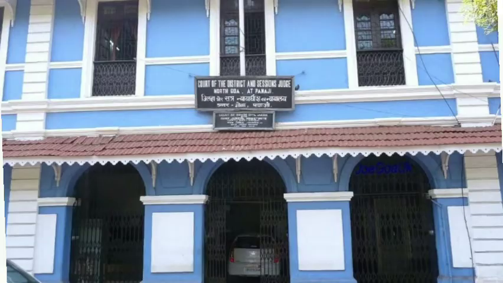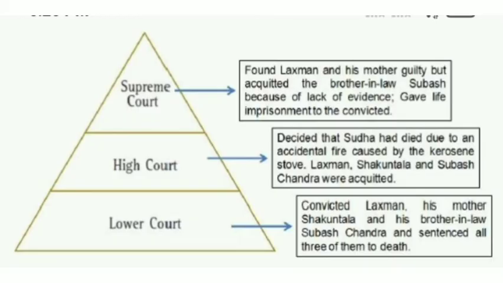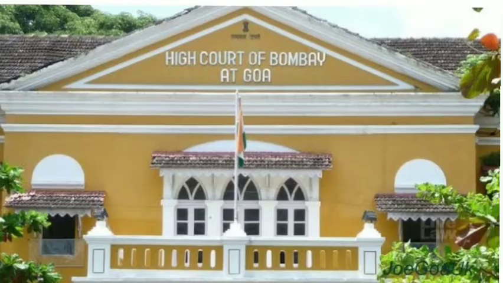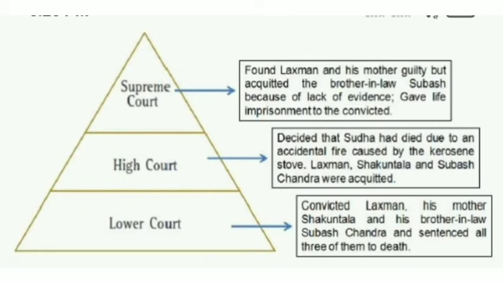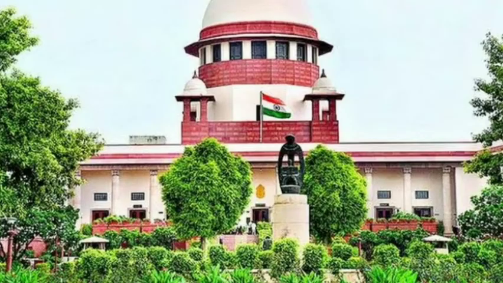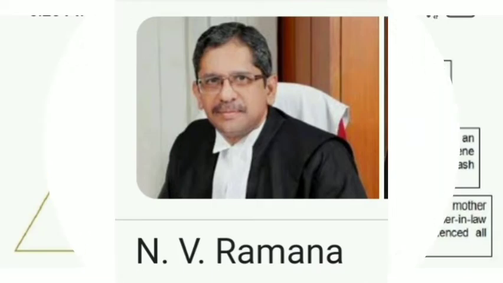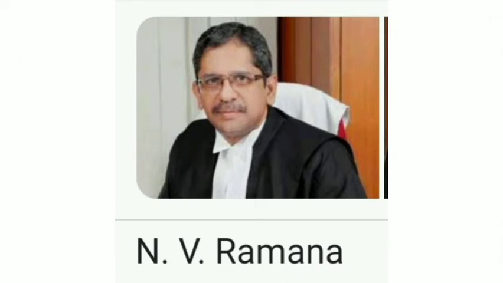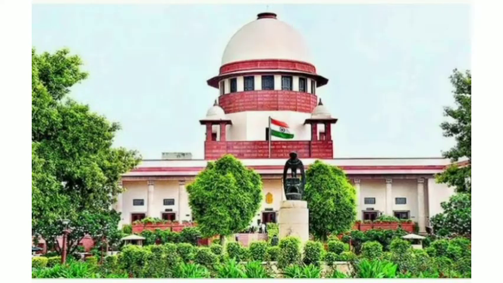Second, each state has a high court, which is the highest court of that state. Third, at the top of all these courts, we have the Supreme Court that is located in New Delhi and is presided over by the Chief Justice of India. Thus, decisions made by the Supreme Court are binding on all other courts in India.